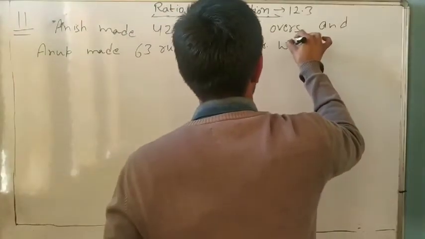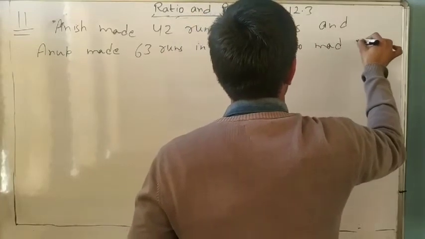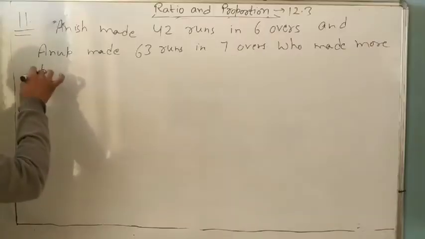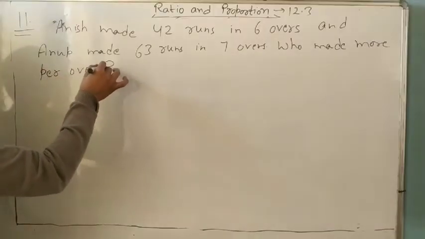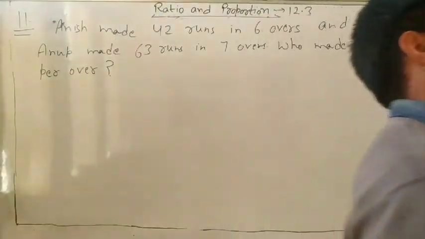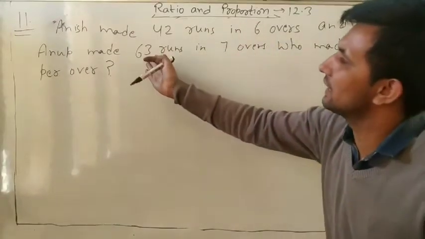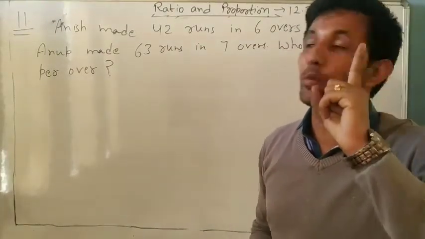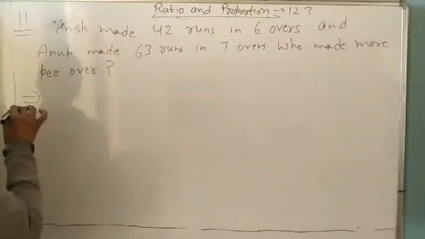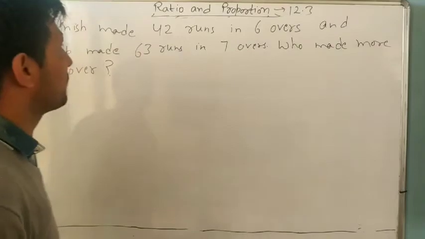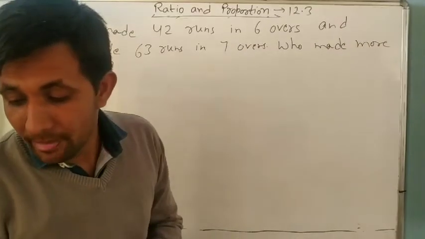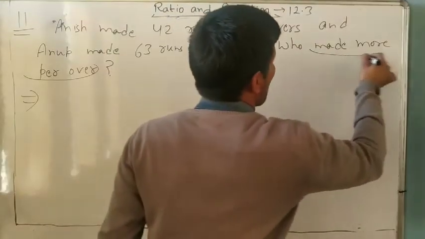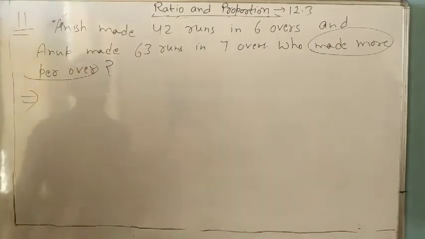Who made more per hour? Per hour means in 1 hour. If I ask you who made more runs, you will say Anup. But we have to find who made more in 1 hour. So we will find how many runs Anis made in 1 hour. We want to find who made more runs, so runs we will write after the equal sign.